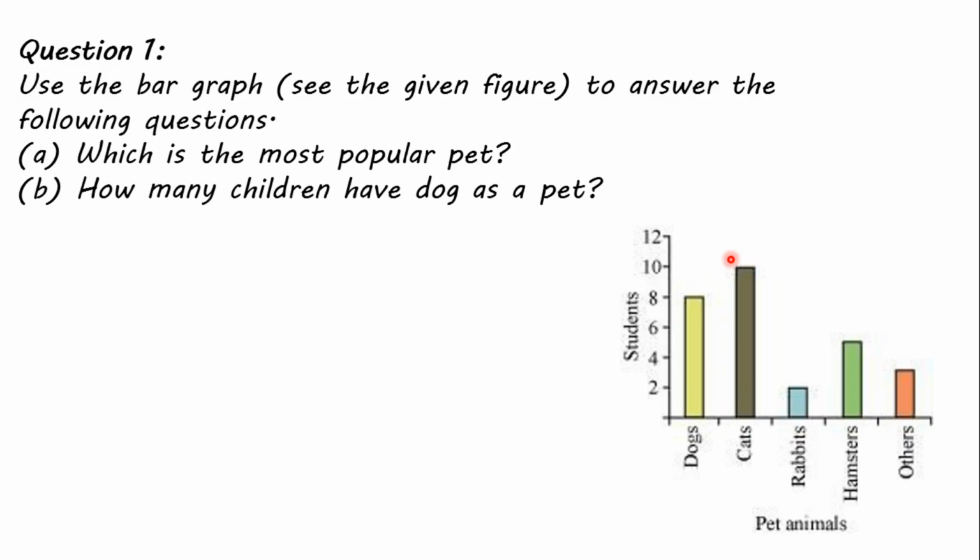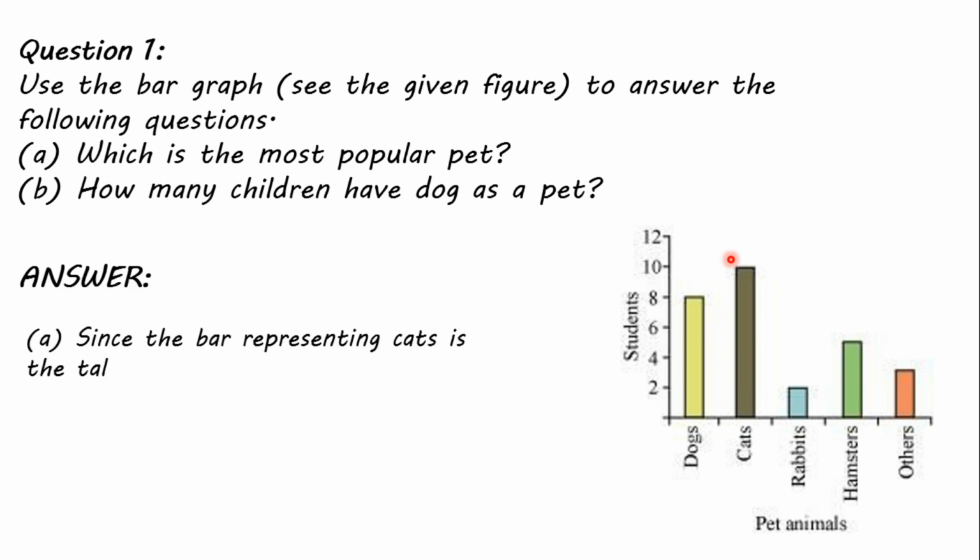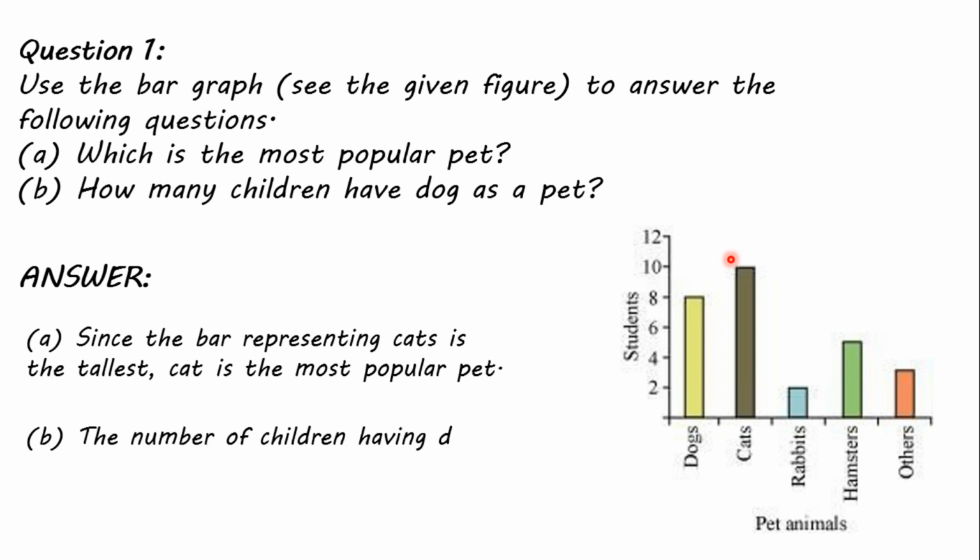Let's see how you have to write this in your copy. A. Since the bar graph representing cats is the tallest, cat is the most popular pet. B. The number of children having dog as a pet are 8. Now next question.